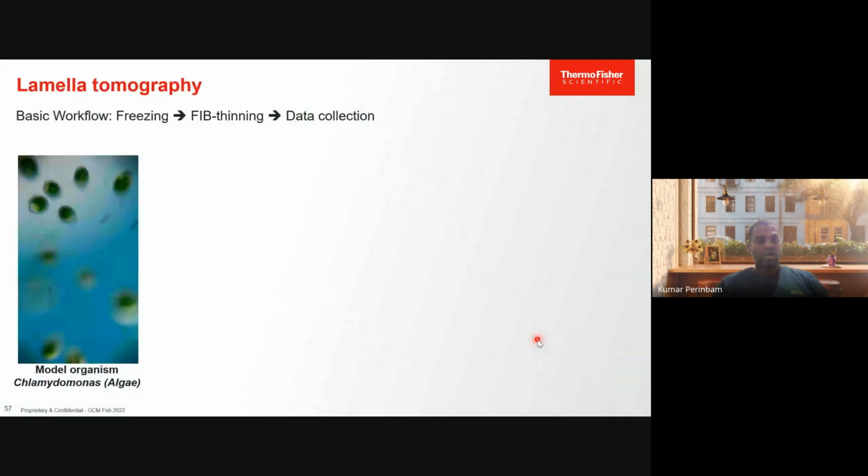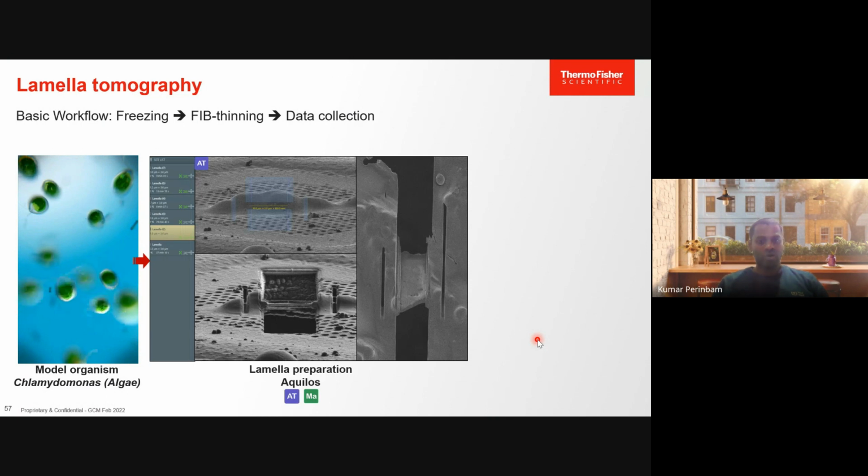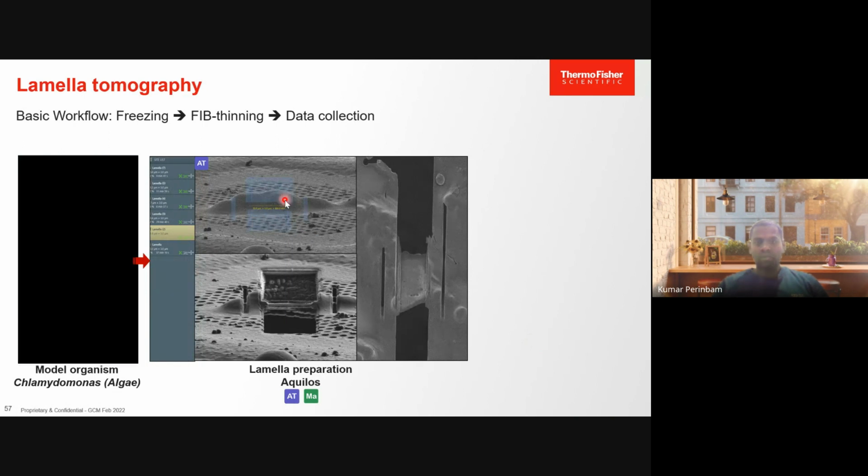Since we are running out of time, I will just show you some of this. Here is a lamella preparation of chlamydomonas. The chlamydomonas is quickly frozen, and then it is stuck to the copper grid. The small faint blue that you can see is the mask that is computer generated.